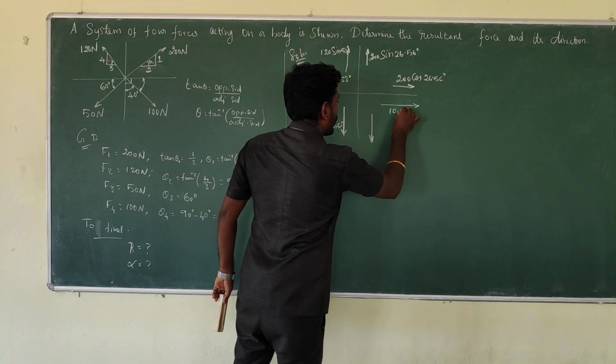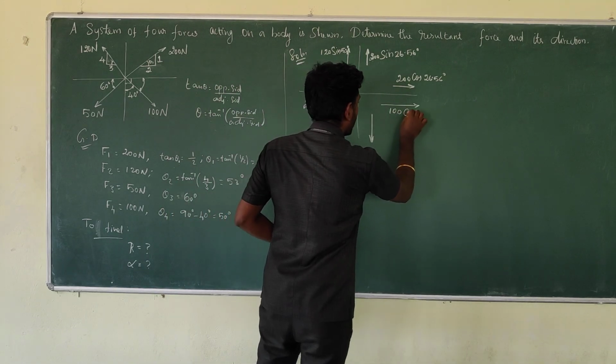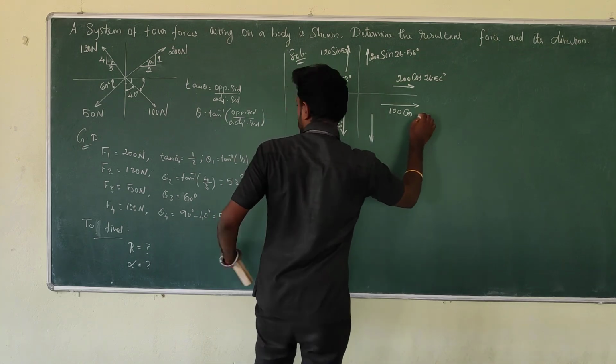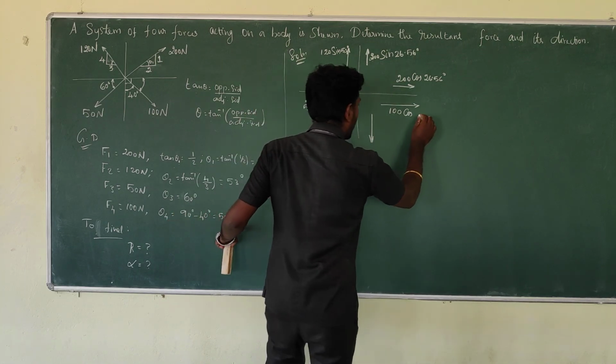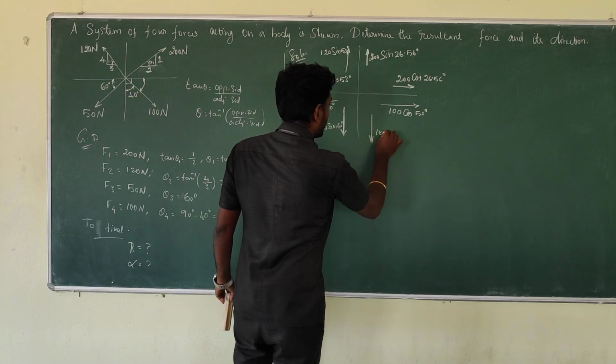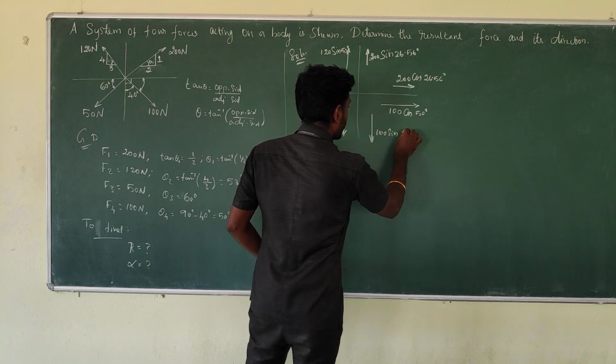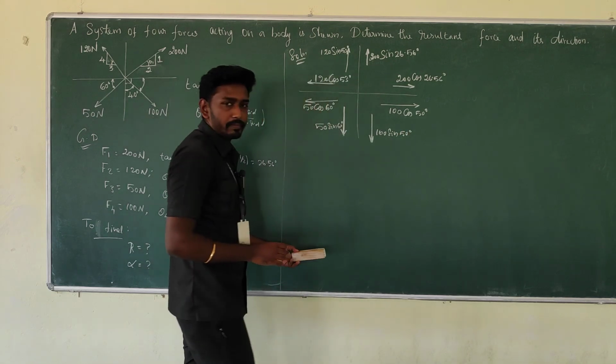So for the horizontal force, I am going to designate as 100. It's a horizontal, so cos theta. Theta is 50 degree. And here 100 sine, it's a vertical component, so sine 50 degree.